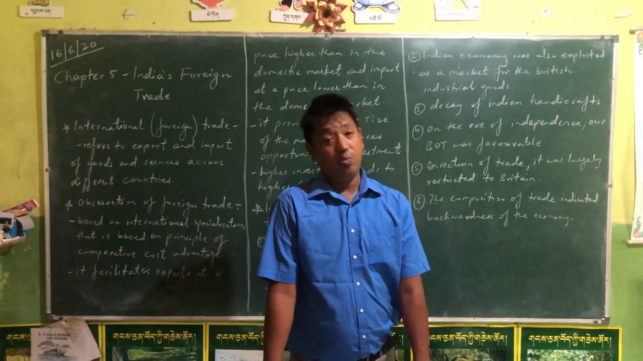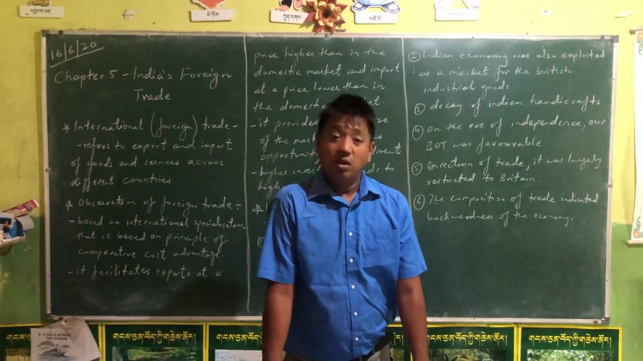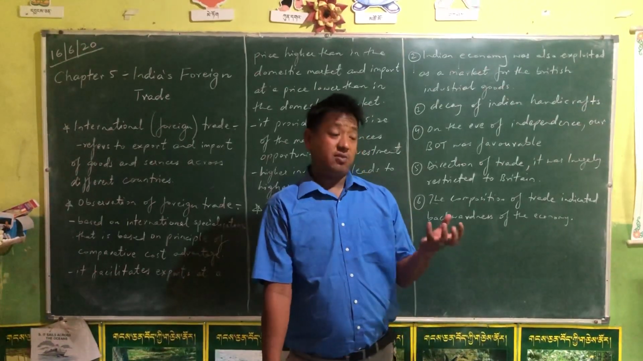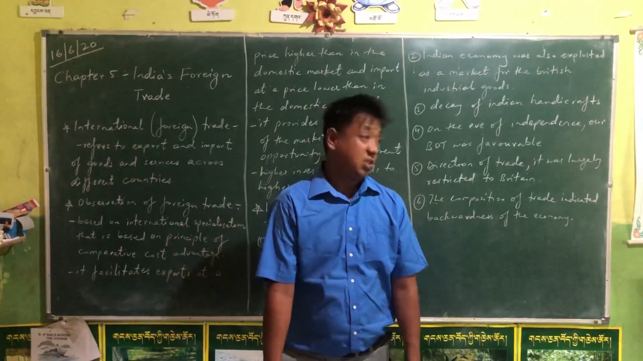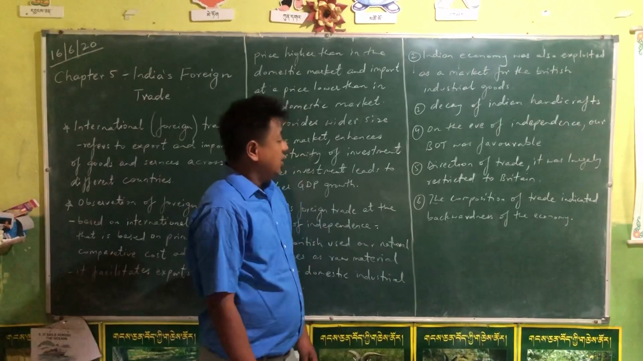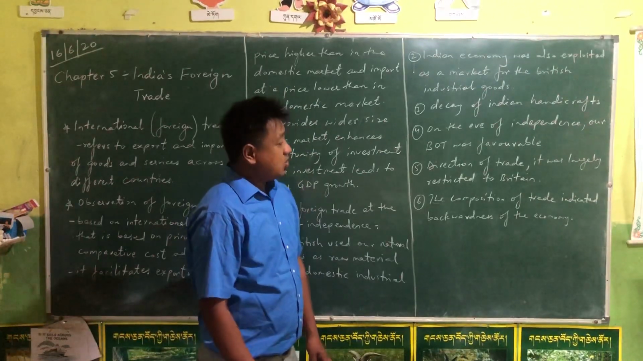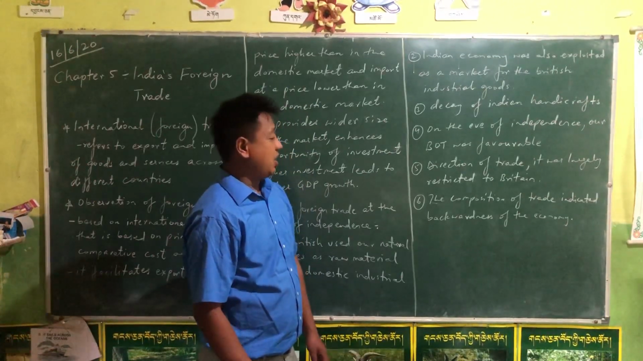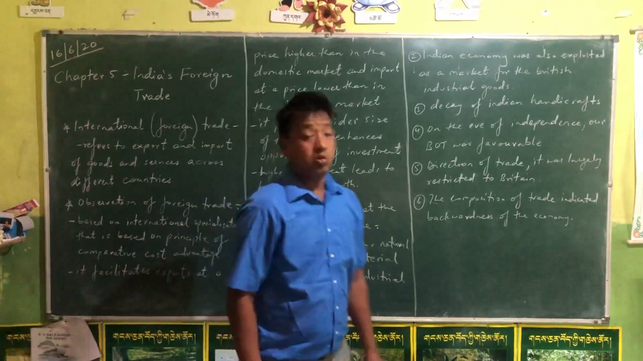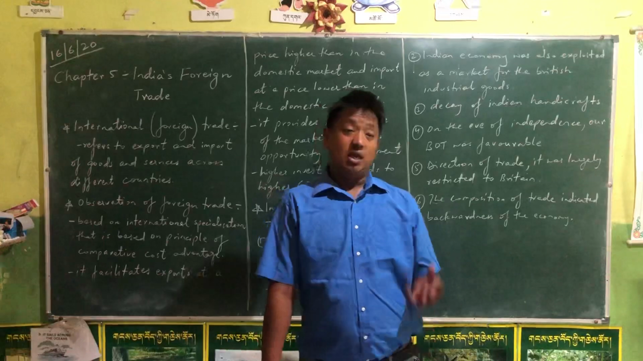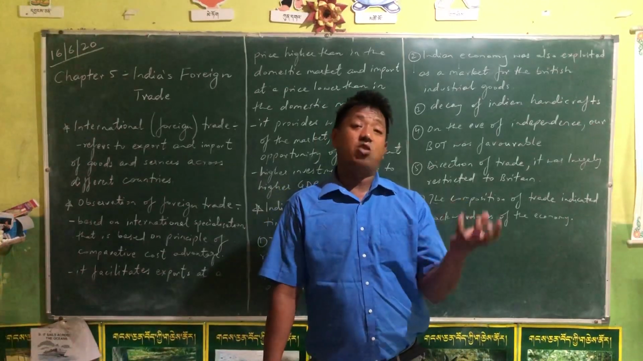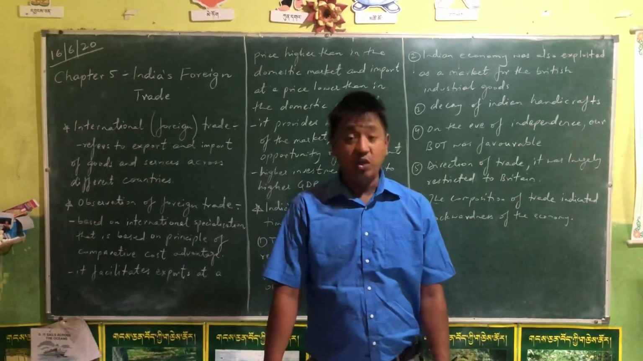So mostly, like we say, 50% of the trade was with the British. Composition of trade indicates backwardness of the economy. Composition of trade: export of the raw material, import of the finished goods.